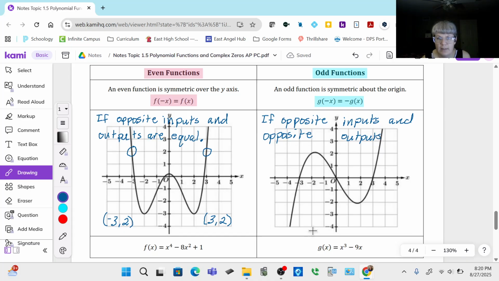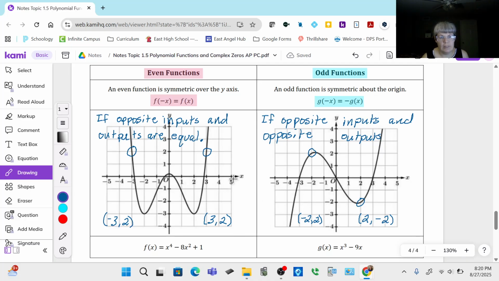So let's see if I can identify a point that isn't necessarily... I think we can use the -2 and the +2. I believe we can use these points here. So at -2, I have an output of +2. At +2, I have an output of -2. Notice my inputs are opposite, but my outputs are also opposite. That is going to give me an odd function.